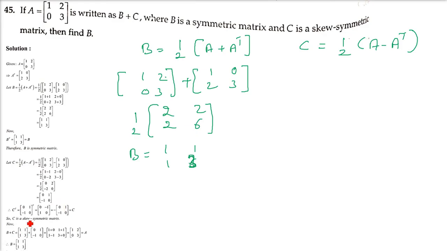Now let us find out C. C is half of A minus A transpose. So 1, 2, 0, 3, this is your A, and minus A transpose.